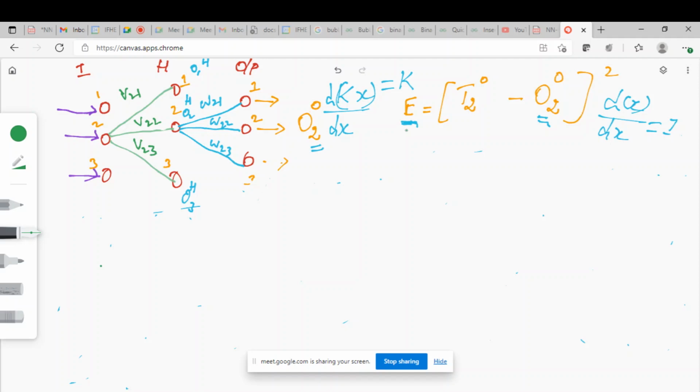So this differentiation will be: what will be the change in error if you change the weight V22? This is what we want to solve. Again we have to come from the beginning. This error depends on the output. So the first step is ∂E/∂O2, that is, the error directly depends on the output of the second neuron of the output layer.